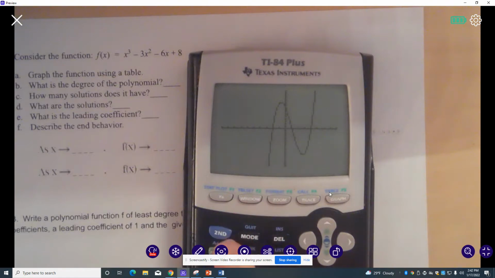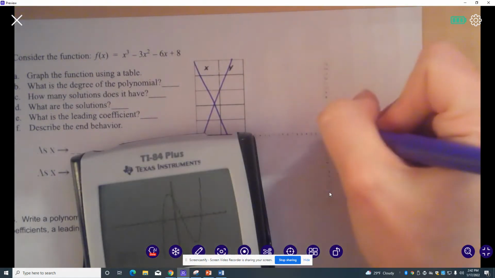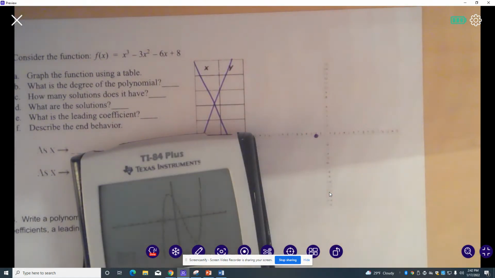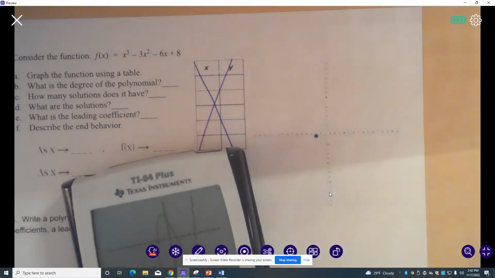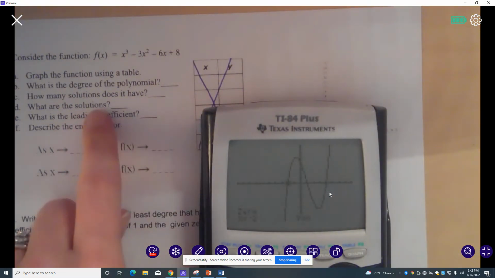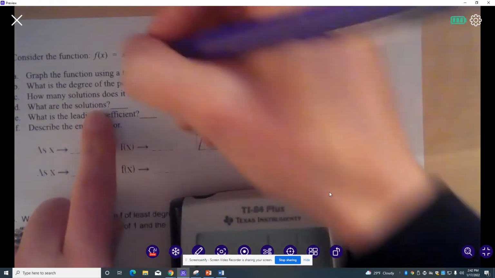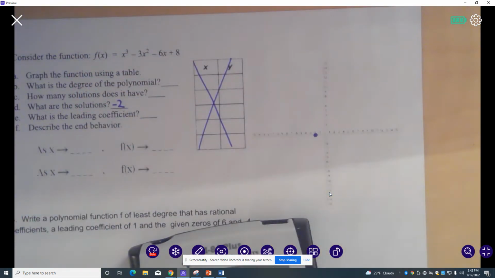So remember, to find the zeros, I'm going to go to my second calc option, go down to zeros. Okay. And I'm going to move my cursor to the left side and the right side of this first zero. And this is at -2, 0. So I'm going to put that on my graph. And that is one of my solutions, right? The solutions are my zeros. And so I'm going to go ahead and put -2 here for part D. That's going to be one of my solutions.